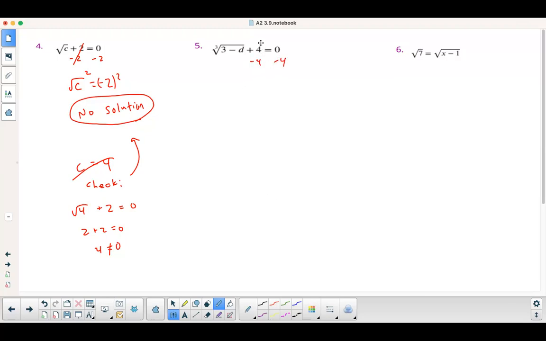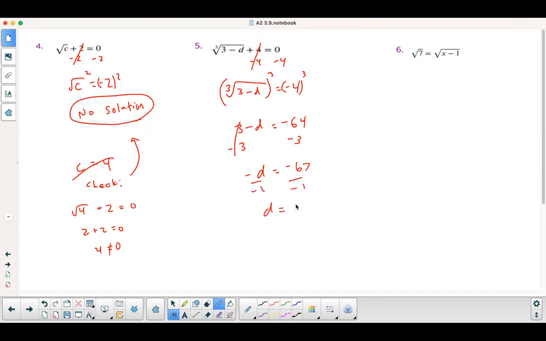Minus 4, minus 4. Cube both sides. So I get 3 minus d equals negative 64. Minus 3. And I get 67. All right, so again, plug it in and check. I think it's going to be negative 4 plus 4 equals 0, which works. So this one's a little trickier.